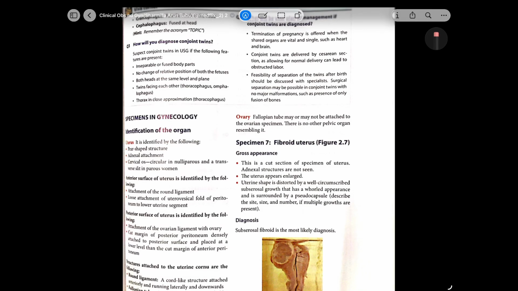In part 1, we finished with all the possible specimens we could do in obstetrics. And now we're going to start with all the specimens of gynecology. So, identification of organ. How are you going to identify uterus? It is identified with the following. It is a pear-shaped structure, adnexal attachment, cervical os is circular in nulliparous and transverse slit in parous women.